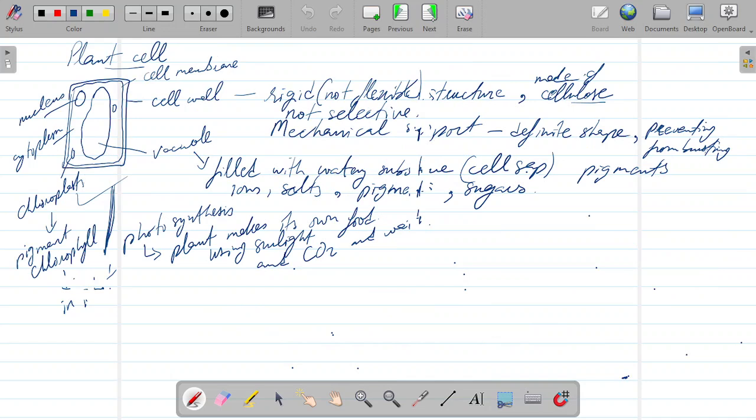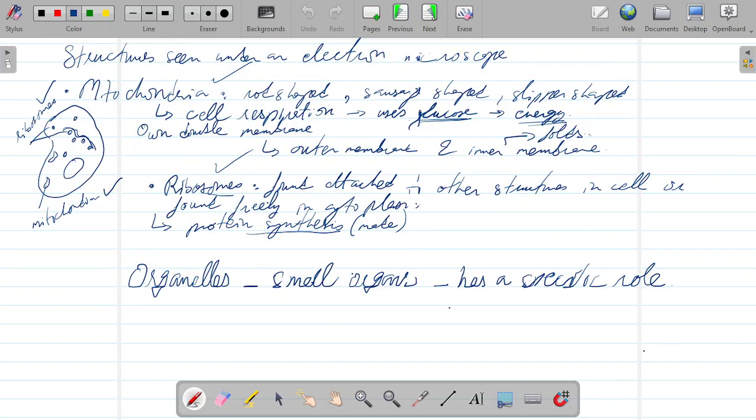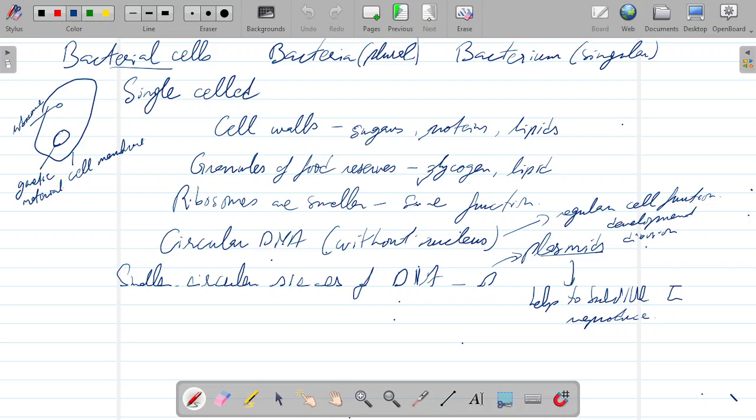For the plant cell, common structures are the cell wall, a large vacuole, and chloroplasts. Then some structures that you would observe under an electron microscope are mitochondria and ribosomes, and both of these you will be able to find in animal and plant cells. Then we talked about bacterial cells and some of their common structures. They have cell walls, granules of food reserves, and ribosomes that are smaller than the ones found in animal and plant cells. They have circular DNA without a nucleus.